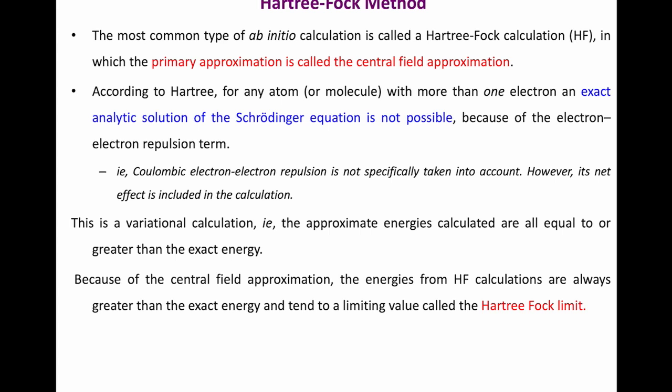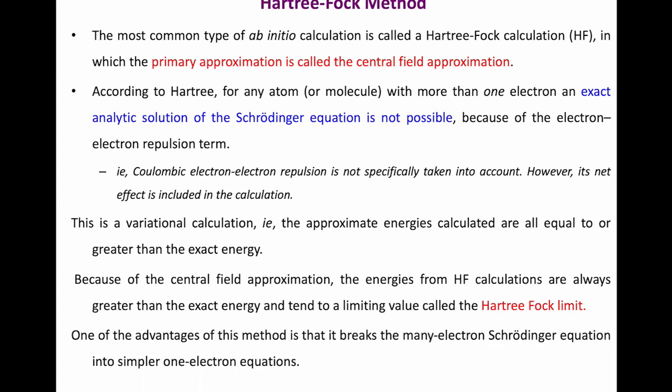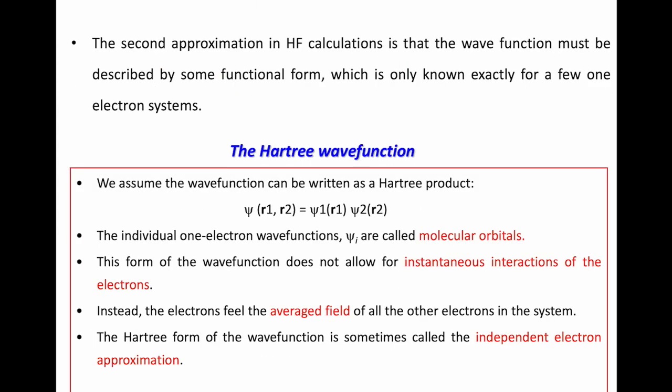The Hartree-Fock energy is greater than the exact energy, and it is always greater than the Hartree-Fock limit. One of the advantages of this method is that it breaks the many-electron Schrodinger equation into simpler one-electron equations. The second approximation in the Hartree-Fock calculation is that the wave function must be described by some functional form, which is only known exactly for a few one-electron systems.